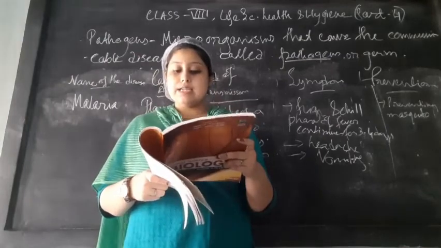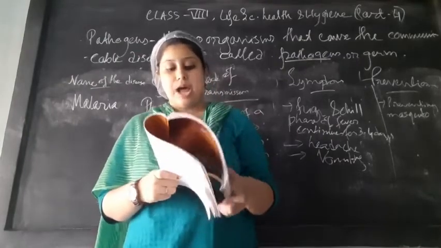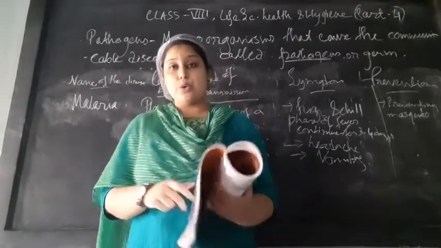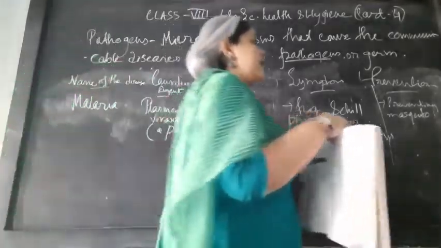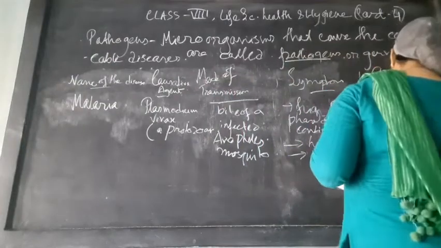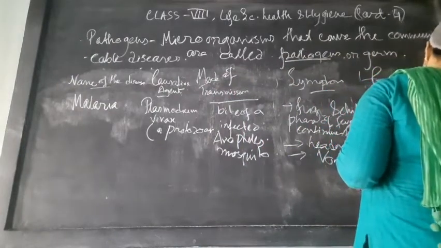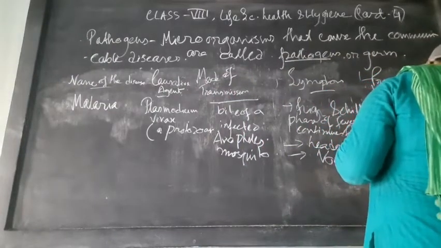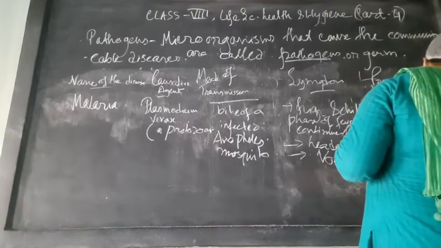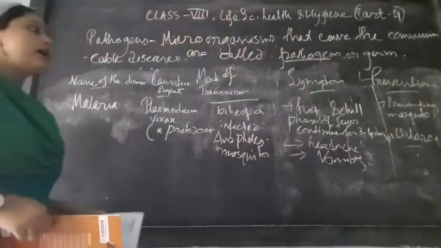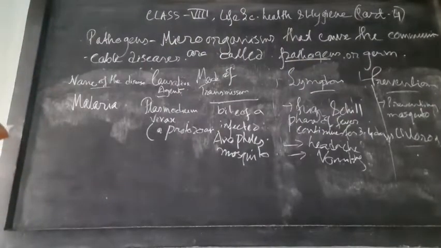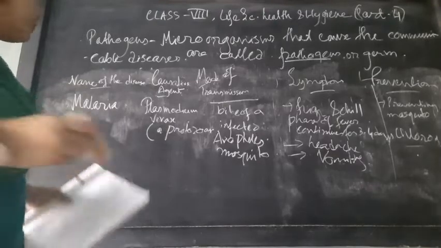Taking an anti-malarial drug such as chloroquine is also necessary. So, the name of the anti-malarial drug is chloroquine. Okay, so by this I am completing the malaria part. Next I will start with dengue.